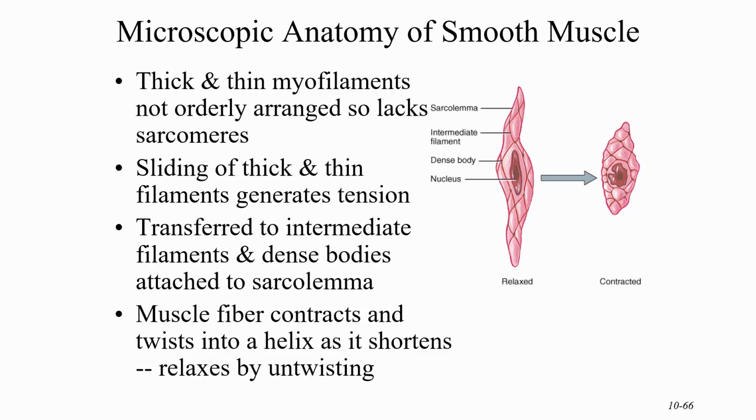So again, those fibers act like a mesh surrounding that cell. When the fibers contract, it twists the cell, shortening it. When it relaxes, it untwists and elongates.